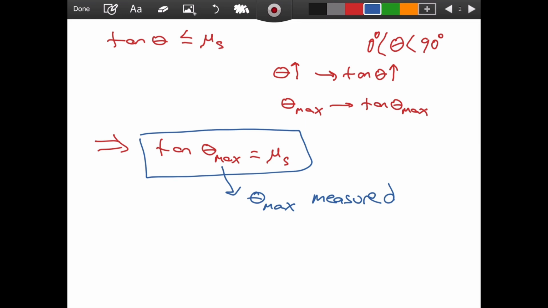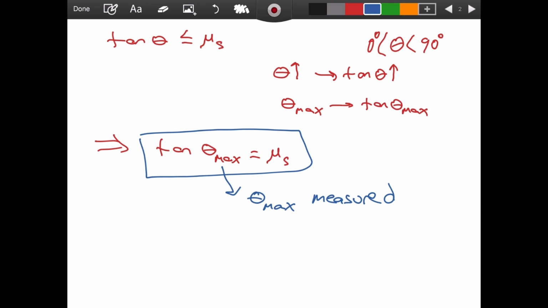How can you measure this? Well, you simply start at a low inclination and then you steadily increase the angle of inclination. You increase theta and at some point the block will start sliding. When it starts to slide, you stop increasing the angle and you measure that angle. You call it theta max. Then you just take its tangent using your calculator and boom, that value will give you the coefficient of static friction of the inclined plane that you're using.